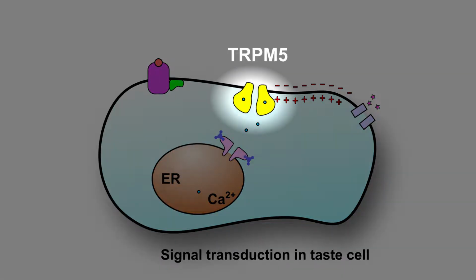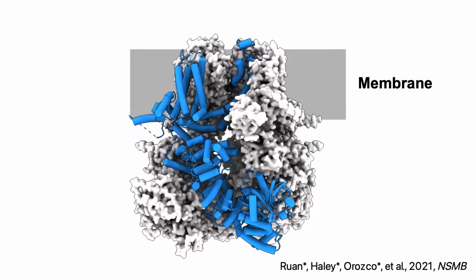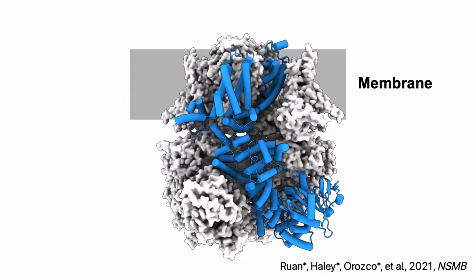Although the activation of TRPM5 is known to be a critical step for taste signaling, the mechanism by which calcium activates the TRPM5 channel is unclear. To understand the calcium-dependent gating mechanisms, we determined high-resolution cryo-EM structures of the TRPM5 channel.